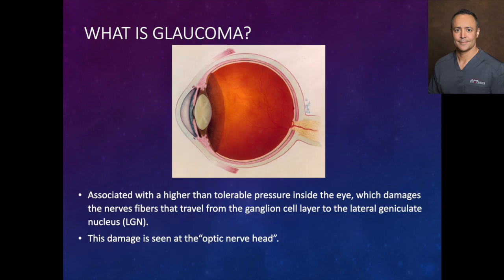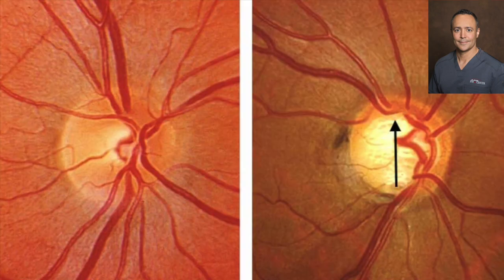In its simplest description, glaucoma causes high pressure inside the eye, which damages the optic nerve, and this damage is seen when we look inside the eye. As you can see, the optic nerve on the left looks nice and pink and healthy, and the optic nerve on the right is almost excavated, like it's been burrowed out. That is loss of optic nerve volume, generally from high pressure inside the eye.